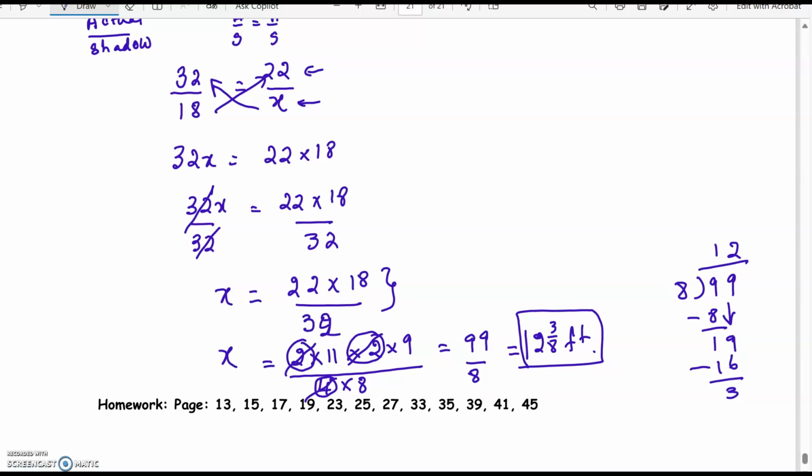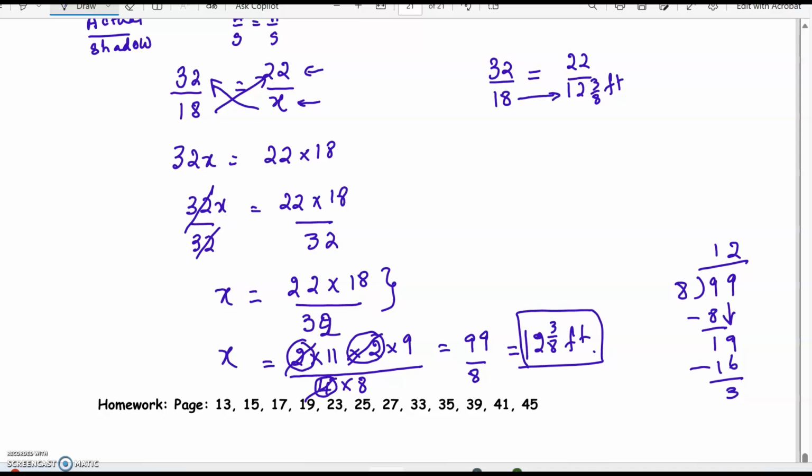So what this tells us is, if a tree that is 32 feet casts a shadow that is 18 feet, then a tree that is 22 feet will cast a shadow that is 12 and 3/8 feet. And it does make sense, because a shorter tree would have a shorter shadow.